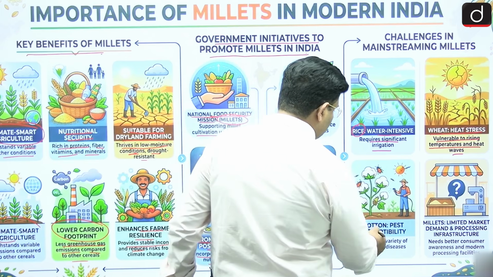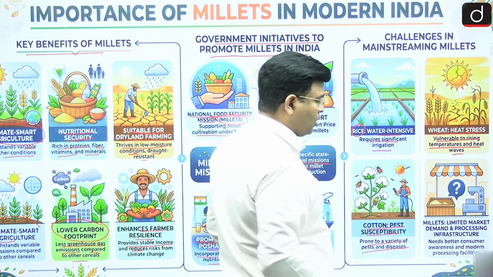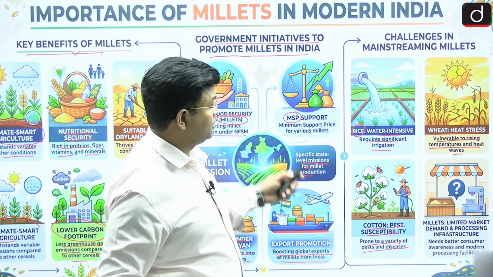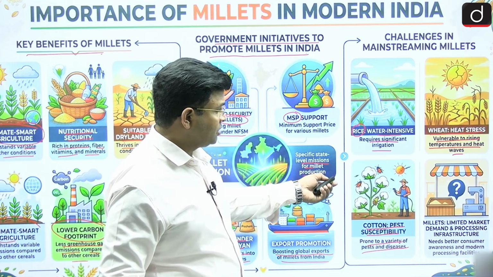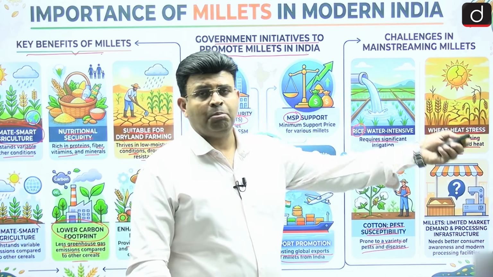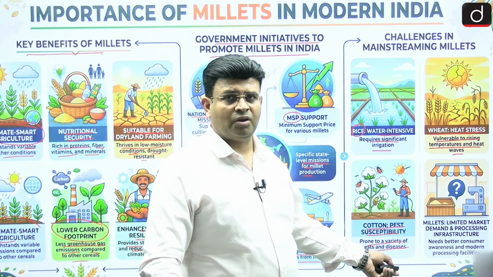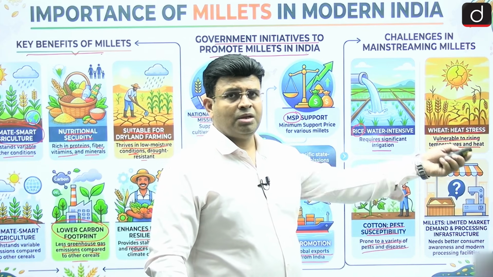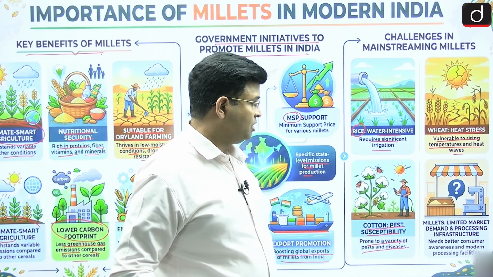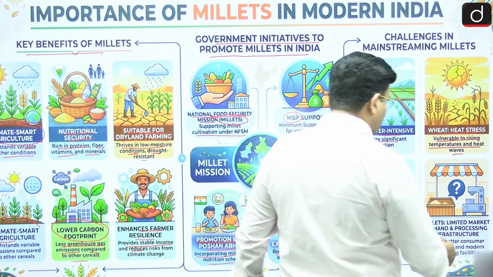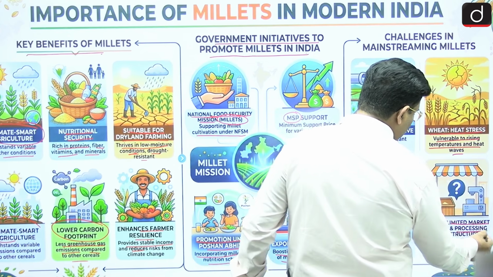Cotton has pest susceptibility, prone to a variety of pests and diseases. Cotton is also grown in the present time where millets are grown, and this kind of thing can spread diseases. Millets, because of the nearby cotton, also grow in the less rainfall region. If the nearby cotton is grown, then it can affect the millet crops, because it is more disease prone. Another point about millets: we have limited market demand and processing infrastructure.